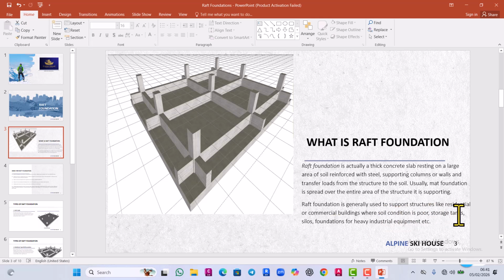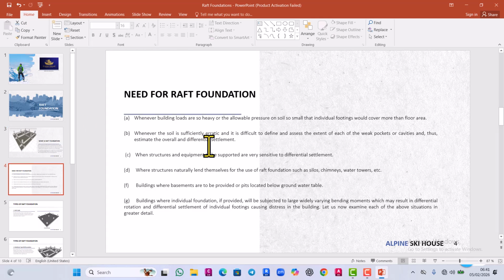And you also use it for storage tanks. So you see that for storage tanks and silos, it's a must that you use rafts, whether the soil is good or not. For storage tanks and silos, you use raft foundation. All right, so now we'll move on to why we need raft foundation.